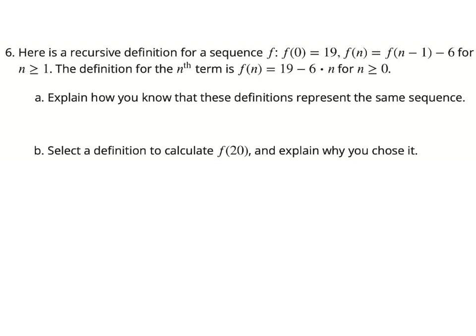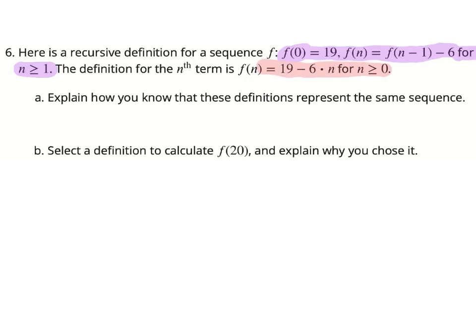So this one has f of 0. F of 0 equals 19 minus 6. How do you know these definitions represent the same sequence? Now, this is the recursive. The top one, the purple one, is recursive. The second one is an explicit definition.